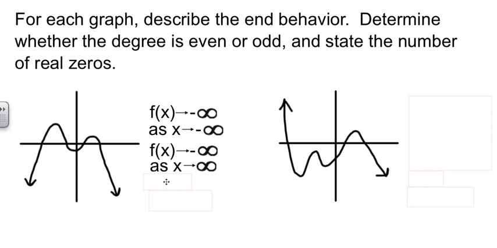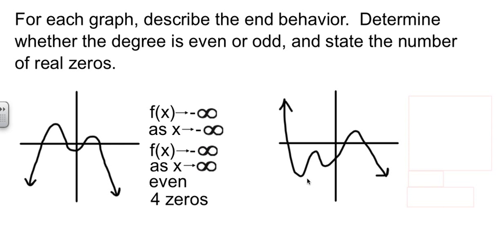The next question is, are we talking about even or are we talking about odd as far as the degree? If they both go the same direction, then we're talking about an even function. They both go down, goes down on both sides, so we're talking about an even function. The number of real zeros is easy to do. We just have to count how many times it crosses the axis. 1, 2, 3, 4. 4 zeros. Let's do one more of these so that we can talk about the other type.